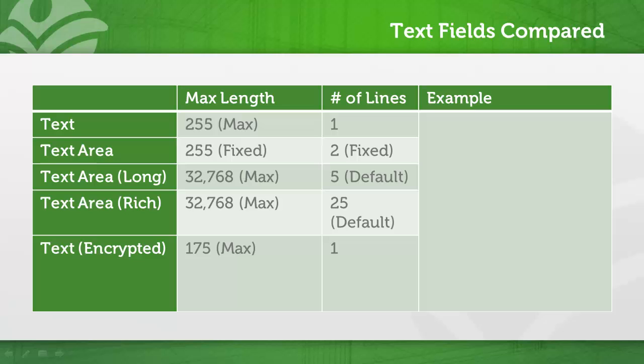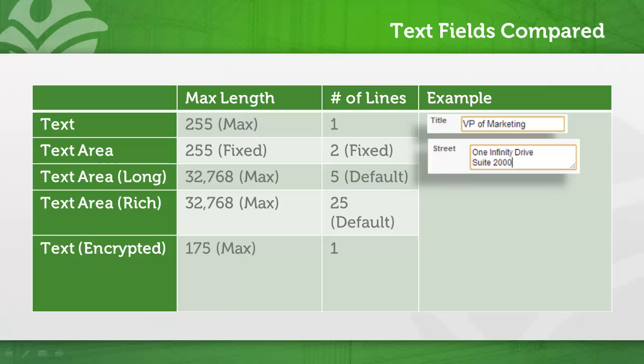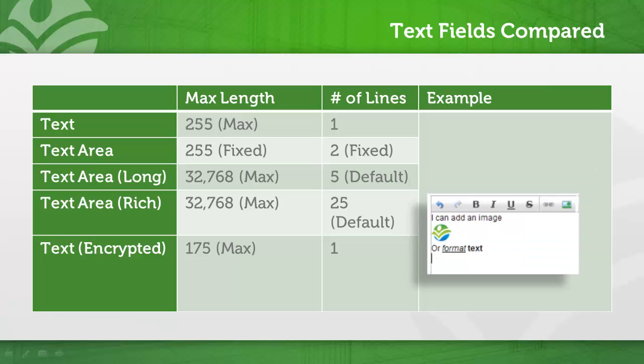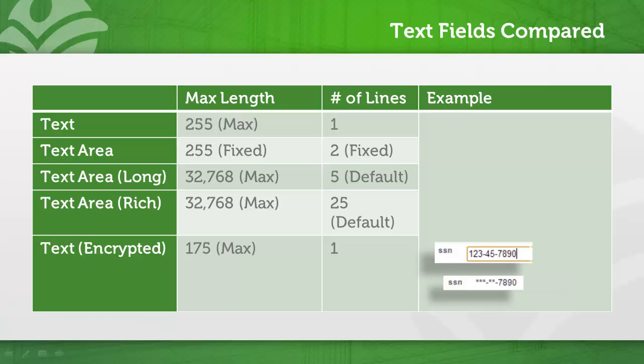Let's run through a quick comparison of the different types of text fields. Text and text areas are similar except that text areas display a larger editing area. Long text areas give you a lot more characters. The description field on many standard objects is a long text area. Rich text is similar to long text but gives you the ability to add formatting and images. And encrypted text allows you to enter a value when creating or editing a record, but then have that value masked once saved. Creation of this field type may require feature activation.